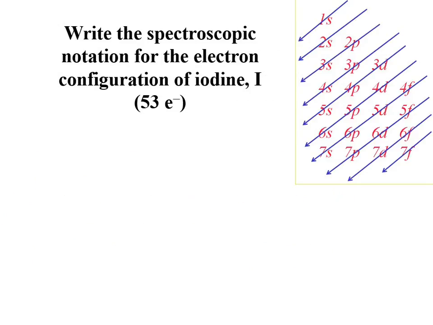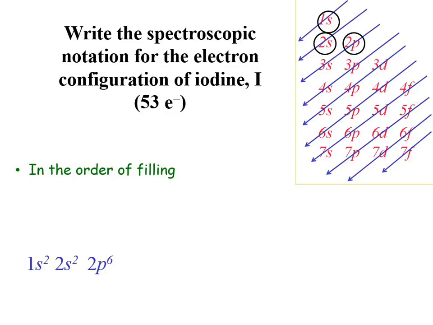Let's do iodine. Instead of 40, it's 53 electrons. So, here we go. 1s2, 2s2, 2p6. So we've reached a rare gas there, neon.